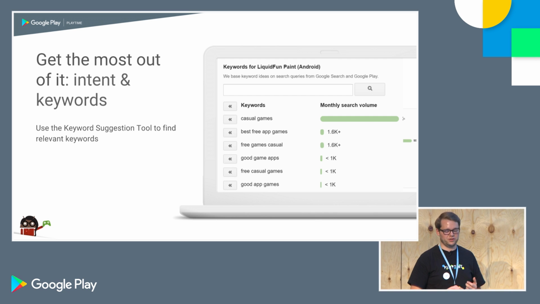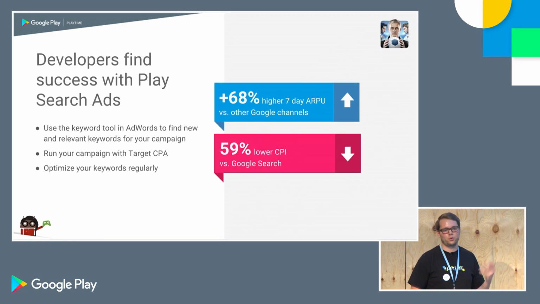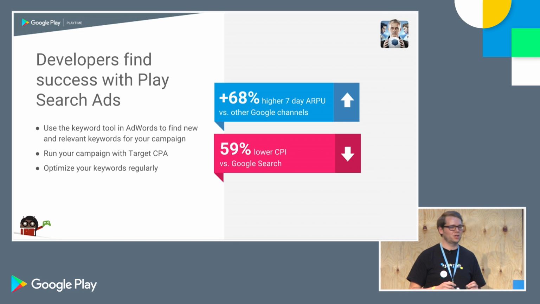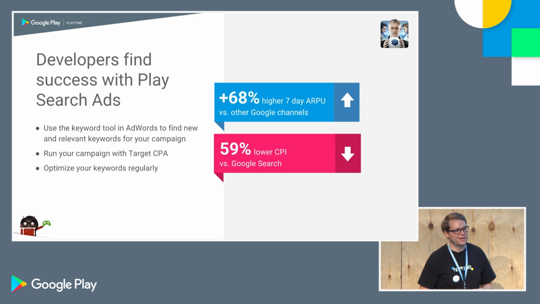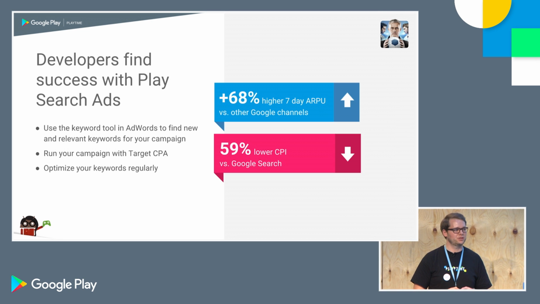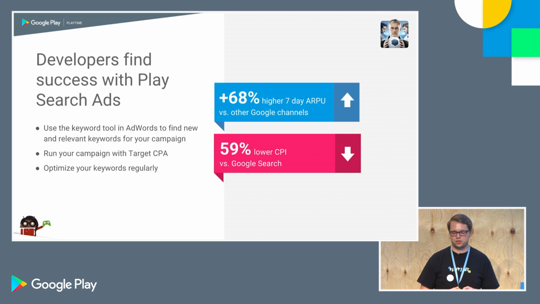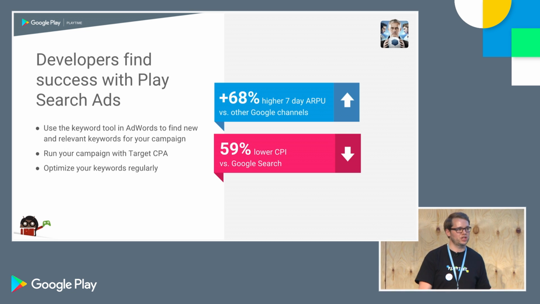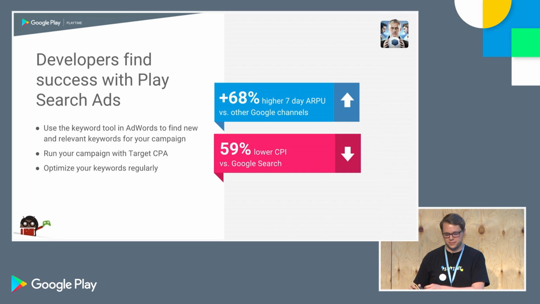So now you might ask yourself, okay, now I go back home and try it out, but will that work? Well, we have one example here from Naudius, the developers of Top 11. I'm actually a big Top 11 addict, and my team knows that. But these guys used the Play Search Ads, and they achieved a 7-day ARPU 68% higher than other Google channels. And also the Play Search Ads, compared to Google.com, were 59% lower in terms of the CPI. So I encourage you to try this out at home.